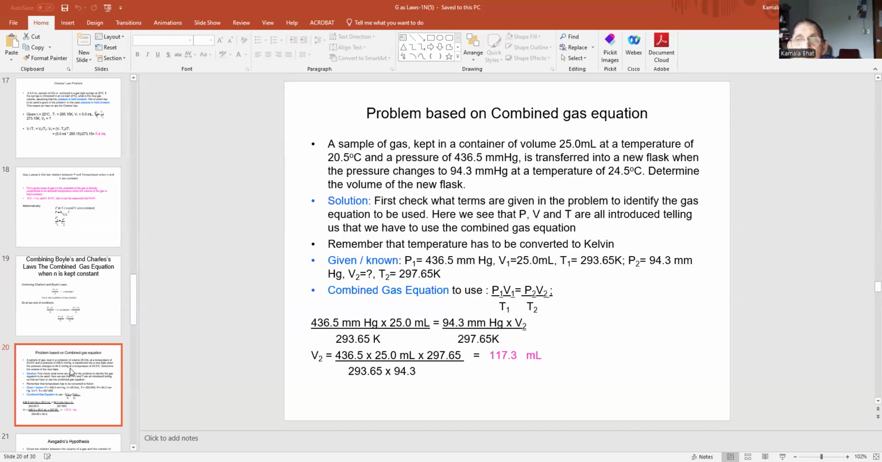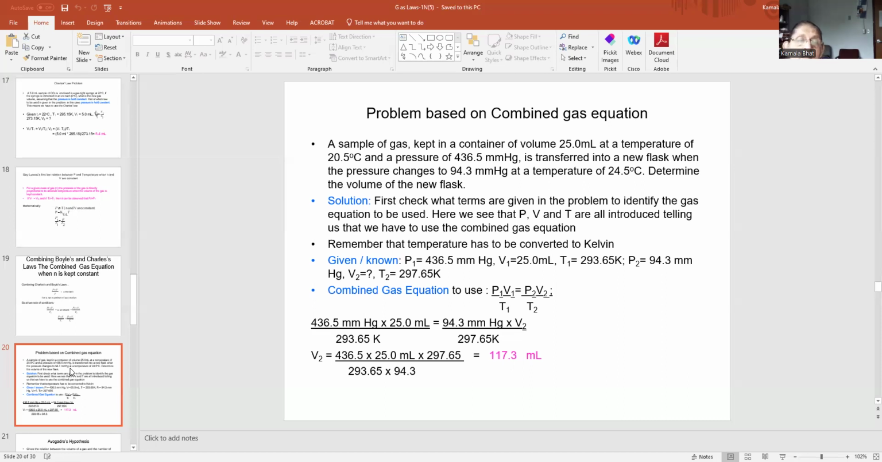A sample of a gas kept in a container of volume 25 ml at a temperature of 20.5 degrees Celsius and a pressure of 436.5 mmHg is transferred into a new flask when the pressure changes to 94.3 mmHg at a temperature of 24.5 degrees C. Determine the volume of the new flask. First, check what terms are given. We see that pressure 1 is given, volume 1 is given, and the temperature T1 in Celsius is given. So convert the temperature from Celsius to Kelvin. And then we are also given P2 and T2.